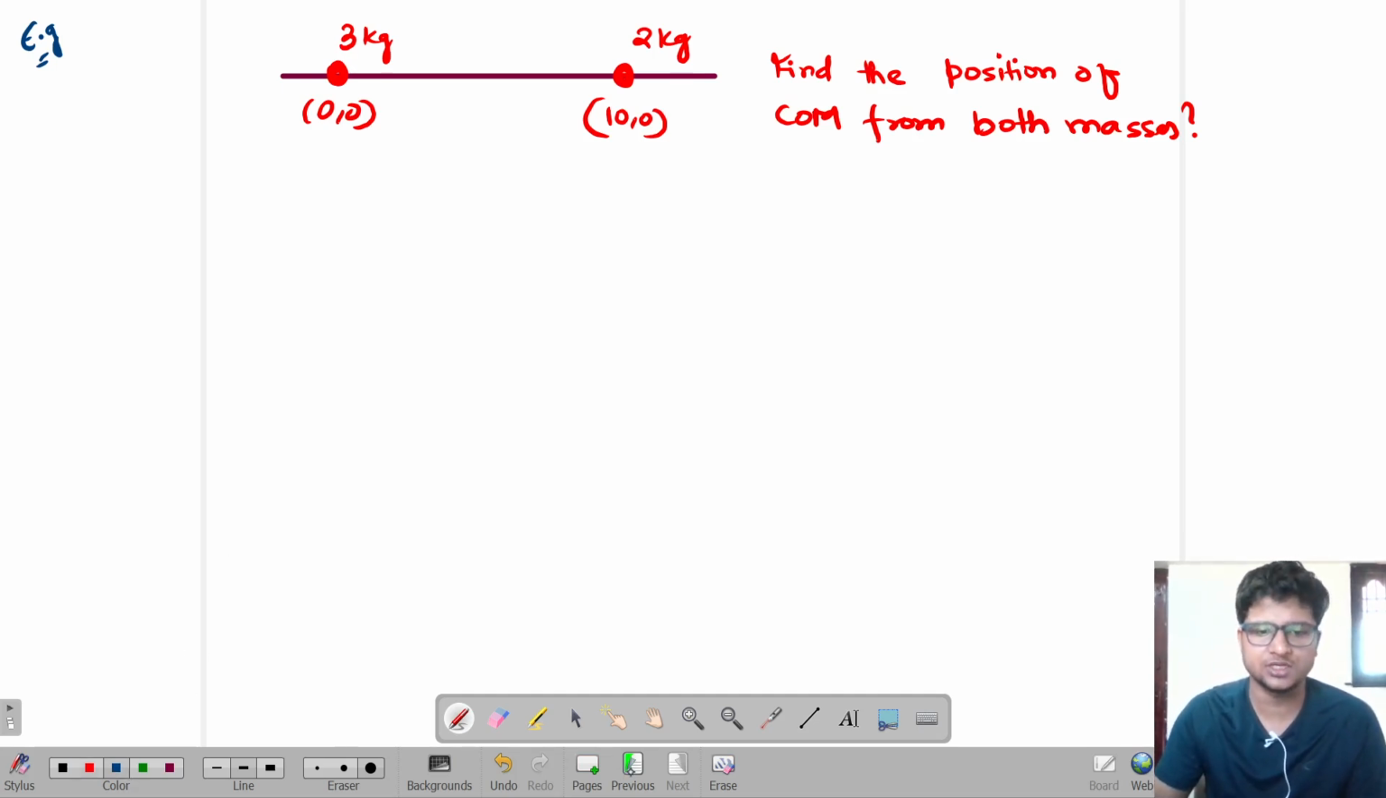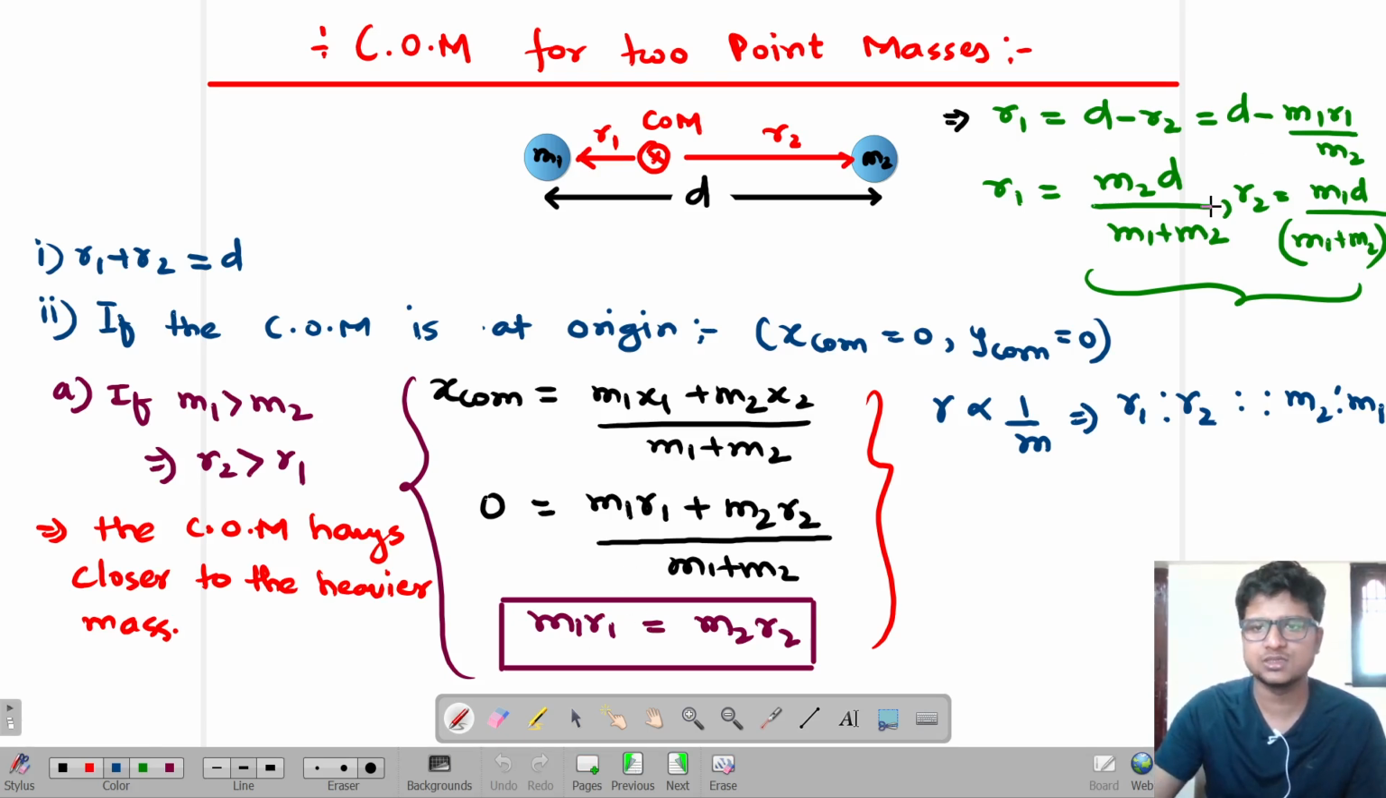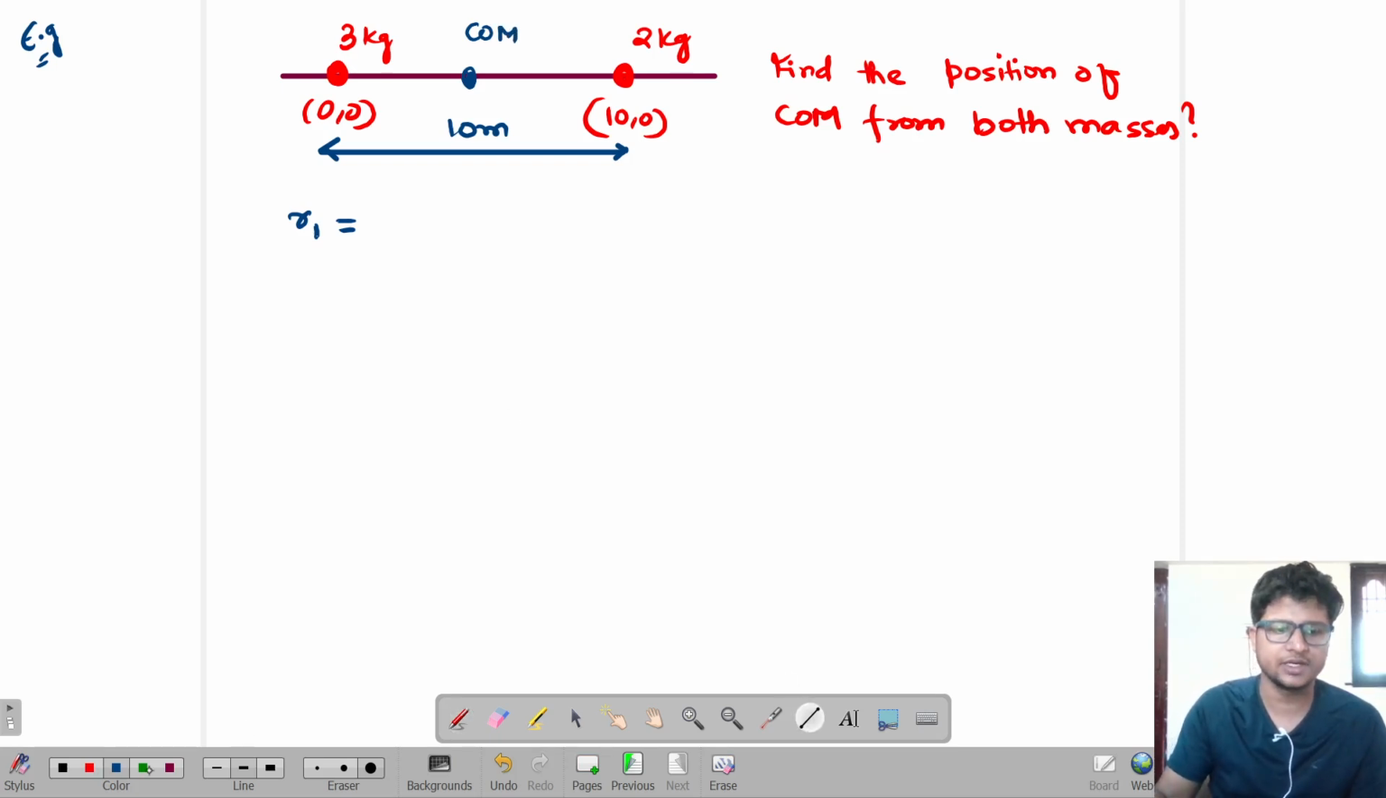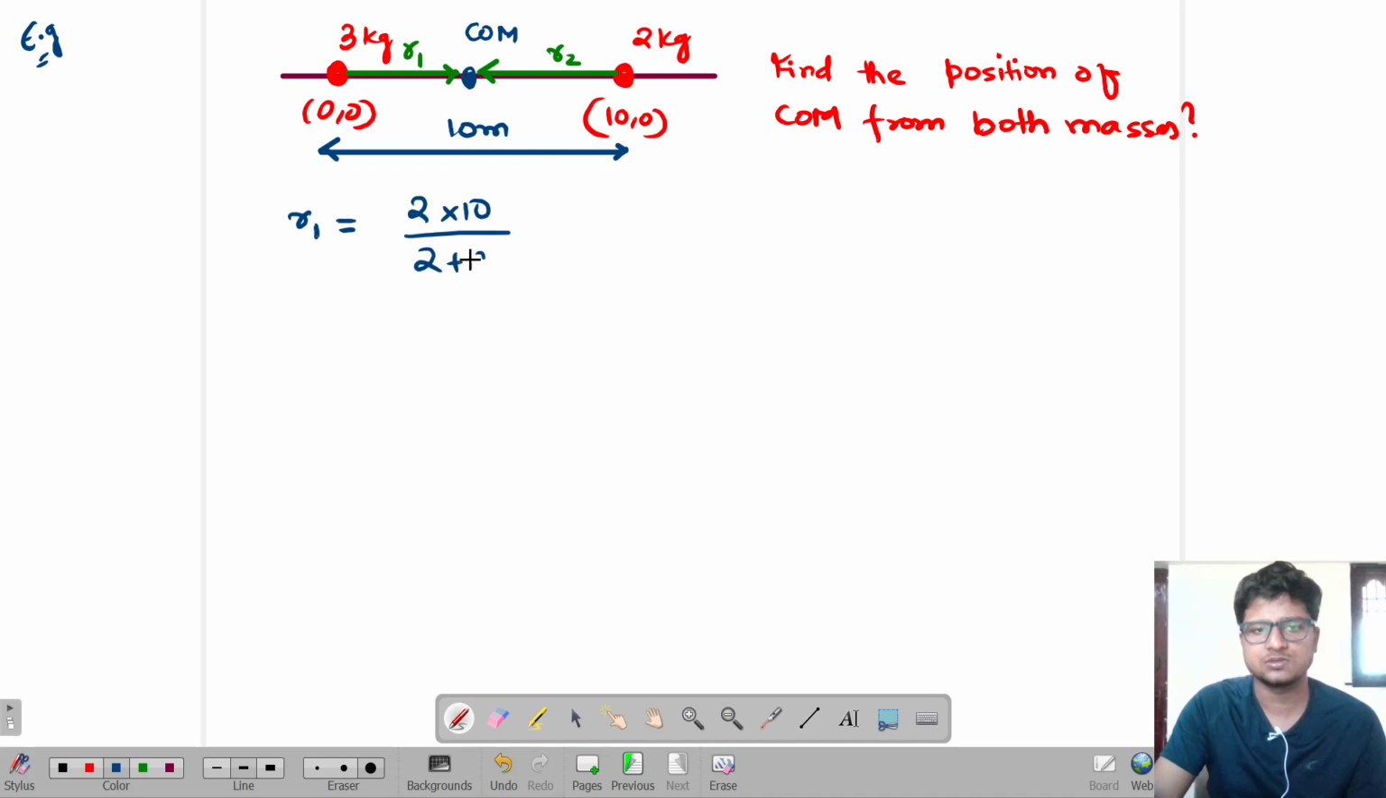Yesterday we got to know that R1 is M2D by M1 plus M2. So distance is given now, 10 centimeter or 10 meter, whatever it is. Let us call it as 10 meters. So what is R1? Let's say this is center of mass and it is located at distance R1 from 3 kg and R2 from 2 kg. So R1 will be equal to M2D, M2 is 2, D is 10, divided by M1 plus M2.